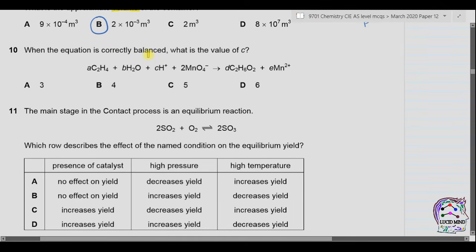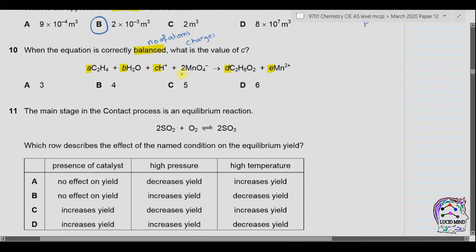Question number 10. When the equation is correctly balanced, what is the value of C? So they have given you A, B, C, D, E. So many values are not given. So what does a balanced chemical equation mean? It means that the number of atoms should be balanced on the reactant and product side, and also the charges must be balanced. Charges means that the positive charge and the negative charge on both sides of the equation should be equal.